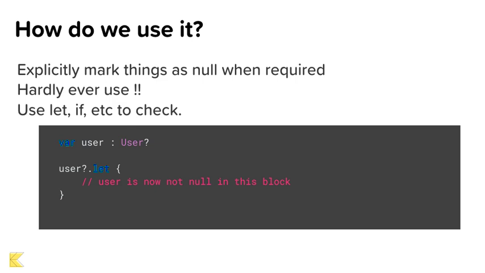Then we use let, if, etc., all those different options to check if your value is null. This is an example where we use the question mark with let, and that basically means that inside that block, everything will not be null at this point. So you can then assume your user value is not null. We do this in a lot of places, but we also use if checks if we need to do the else case, that kind of thing. But we've used this quite heavily.